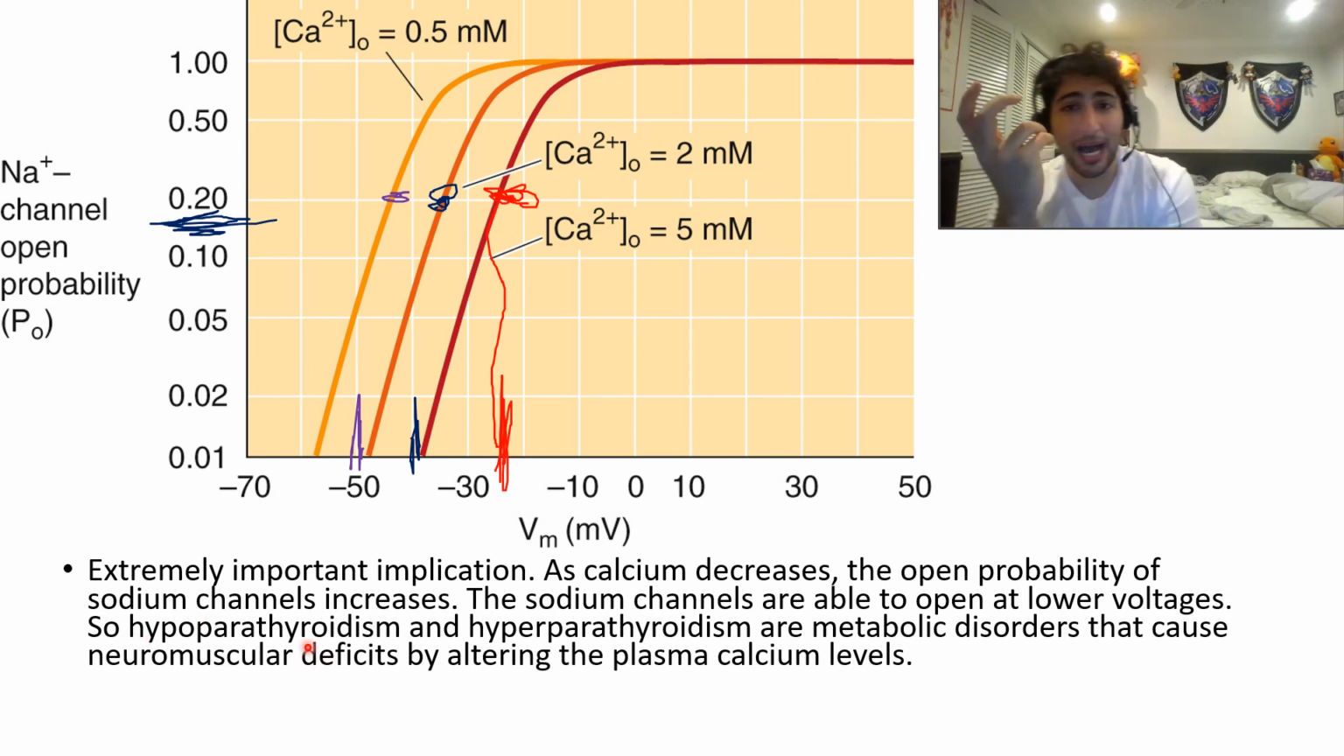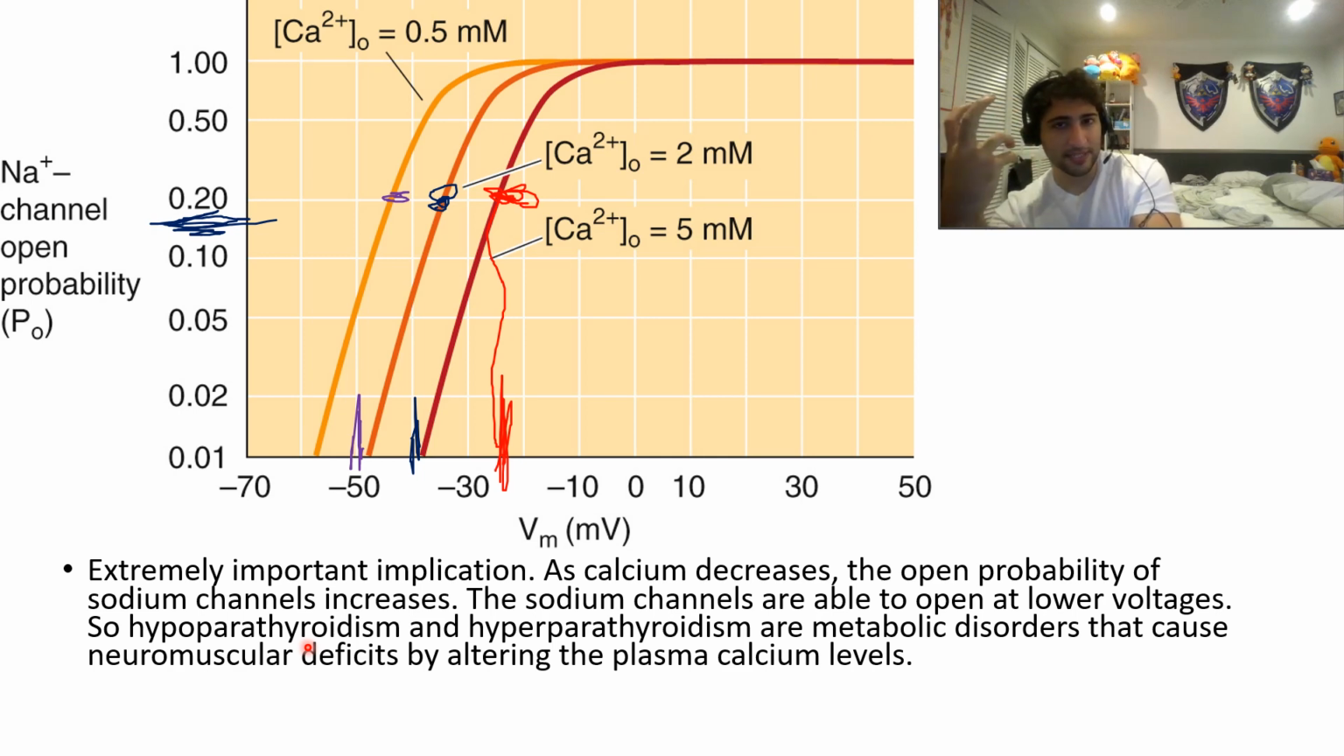So hypoparathyroidism, hyperparathyroidism, these are metabolic disorders that cause neuromuscular deficits by altering plasma calcium levels. In hypoparathyroidism, you're going to have things on the spectrum of fatigue, depression, etc. And in hyperparathyroidism, let's not worry about the clinical manifestations. I might have had those mixed up for a second. In hypoparathyroidism, the bigger thing I want to point out is that you're going to have less calcium. In hyperparathyroidism, you're going to have more calcium in the serum, assuming it's primary hypoparathyroidism and primary hyperparathyroidism. If none of that made sense to you, don't worry about it. You might not have taken endocrine yet.